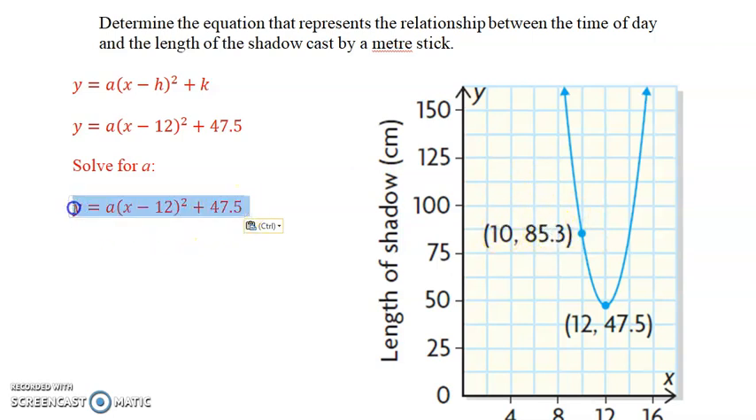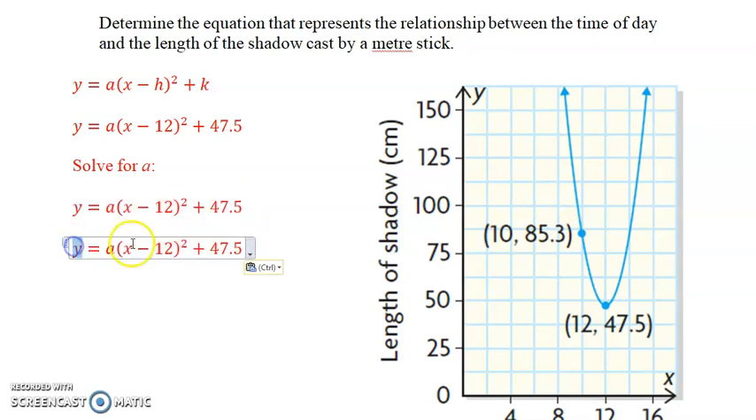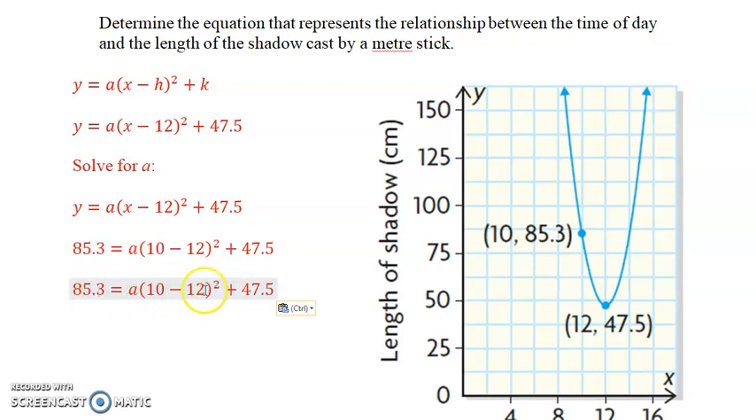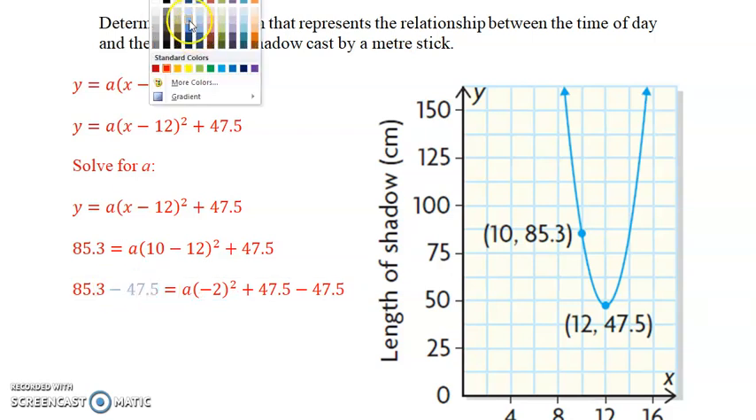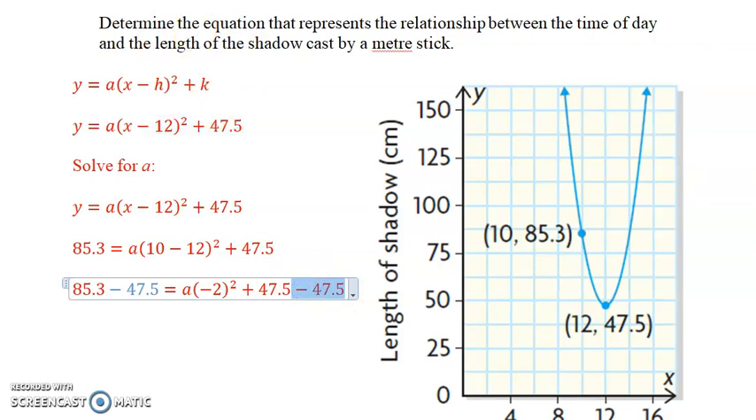So what we're going to do is we're going to take that equation in vertex form. We're going to substitute 85.3 in for Y, and we're going to substitute 10 in for X. So now we only have the one variable, and we can start to work this out. So the 85.3 is nothing yet. 10 subtract 12 would give us -2 squared. At the same time, I might as well subtract the 47.5 from both sides, right? Because that's going to have to go anyway. So I might as well subtract the 47.5 from each side, just to be efficient. Again, if you want to do this one step at a time, you can. I'm doing it simultaneously, and that's all right as well.